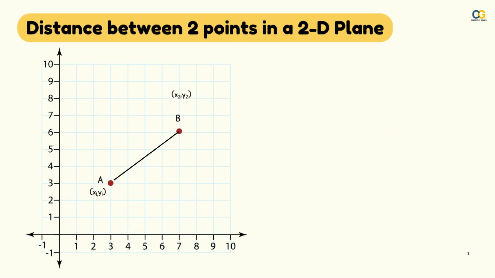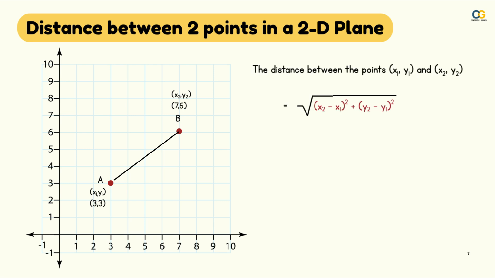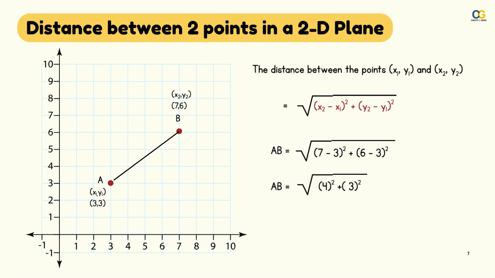Let us see how this distance is calculated for these points. So A is at (3, 3) and B is at (7, 6). Substituting the values in the formula, we can write that AB is equal to the square root of (7 minus 3) squared plus (6 minus 3) squared, which is equal to the square root of 4 squared plus 3 squared, which is the square root of 16 plus 9, which is the square root of 25, or AB is 5 units. That is how we determine the distance between 2 points in a 2D plane.